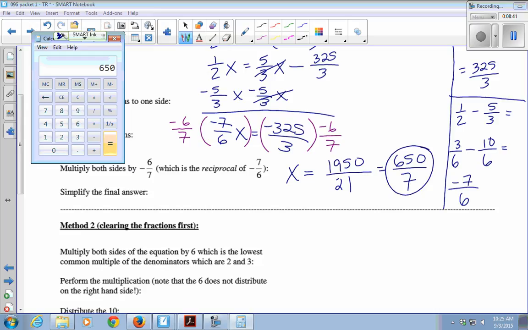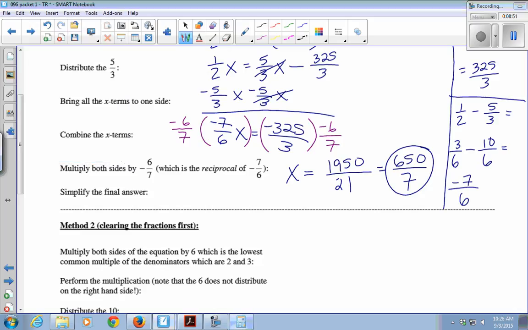Oh my God, that was a nightmare. Who liked dealing with all those fractions? Anybody? No? Okay. So I'm going to show you another method where we clear the fractions in the first step. So you do one little step, all the fractions are gone, and then you solve the equation nice and simply.